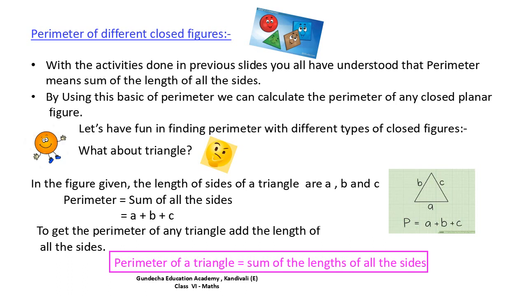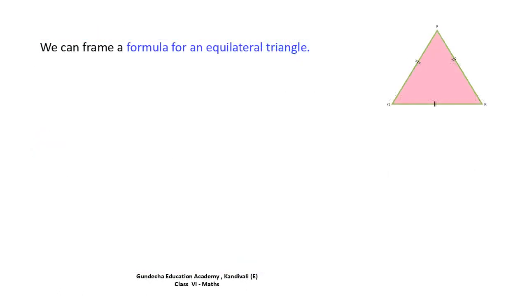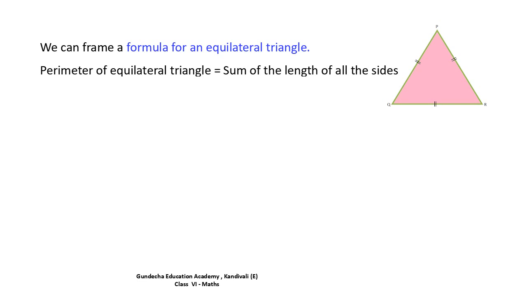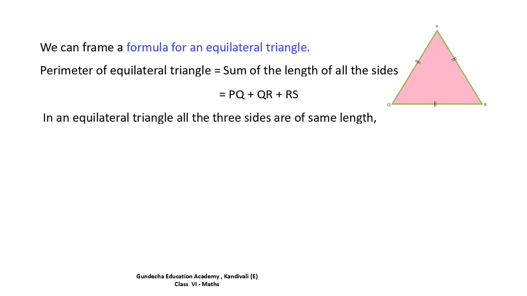We can frame a formula to find the perimeter of an equilateral triangle. All of you know that equilateral triangle has all the three sides of equal length. Given in the figure, an equilateral triangle PQR. To find its perimeter, we will add the length of all the three sides, that will be equal to PQ plus QR plus RS. Now we know that all these three sides are of same length.